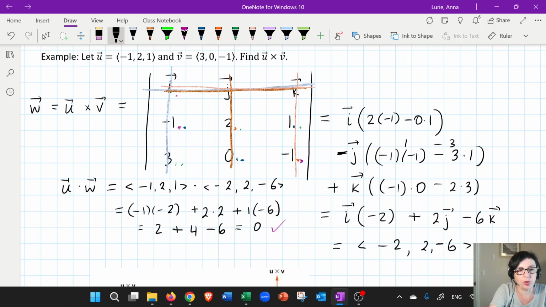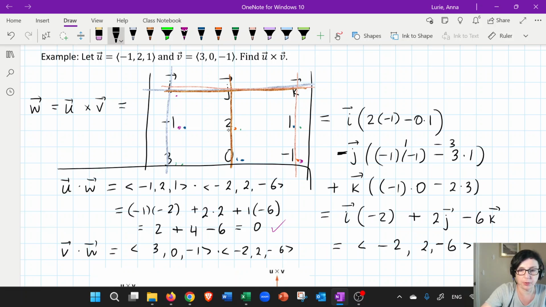Now, do you also have to check the other vector? We just checked that u and w are orthogonal. What about v and w? The answer is yes, you do have to check, because sometimes one of them works, but the other one doesn't, especially if you have zeros in proper places. So now we're going to take v. What was v? V was 3, 0, -1. And we're going to dot that with -2, 2, -6.